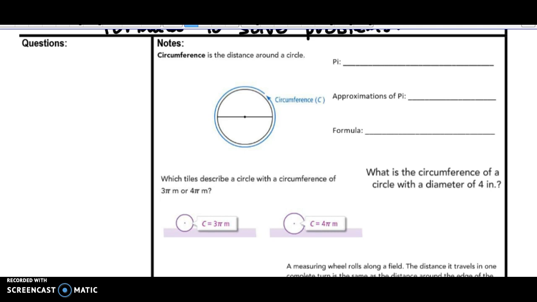So what I want you to keep in mind is as we're looking at this, circumference as a measurement is the distance around a circle. So just like we took the string and we wrapped it around each of those lids and then we measured that length of string on the ruler, we can use the formula to also find circumference. So we need to review what pi is and the approximations of pi and what our formula looks like.